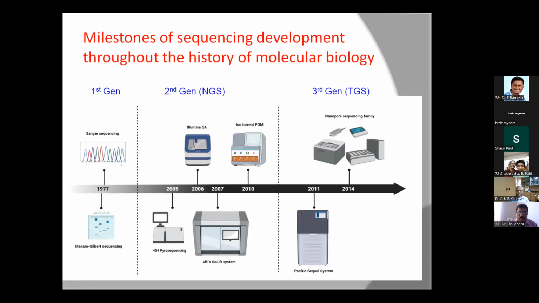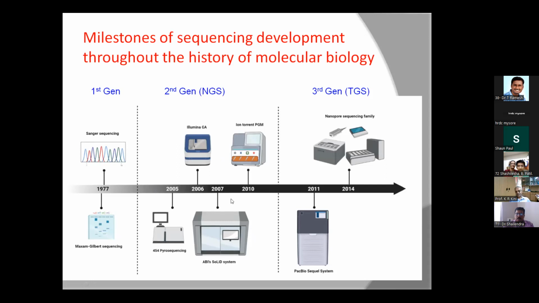If you look at the various milestones of sequencing development throughout the history of molecular biology, way back in 1975-77, two important technologies came up, which we now call first generation technologies: the Sanger sequencing and the Maxam and Gilbert sequencing. Then from 2000 onwards, what we call next generation technologies came up. In 2005, we have the pyrosequencing technology. 2006 saw the advent of Illumina, 2007 saw the SOLiD system, and around 2010 we got the Ion Torrent. These are all considered the second generation technologies.